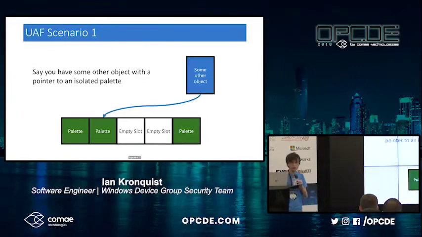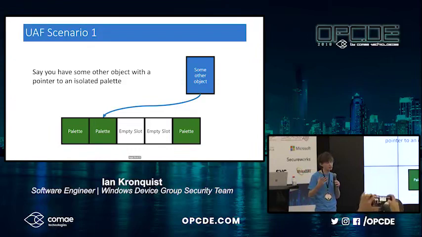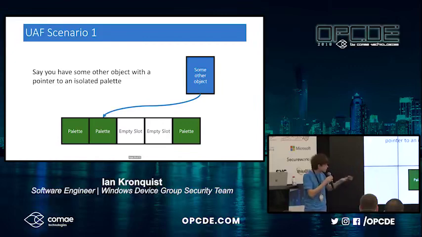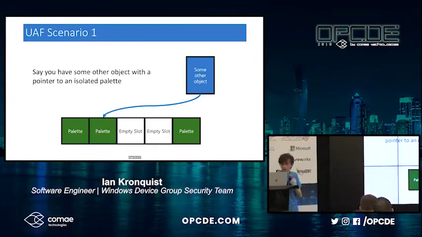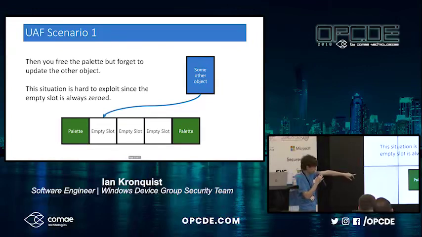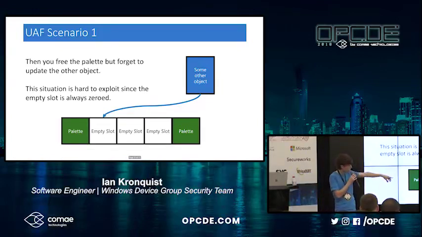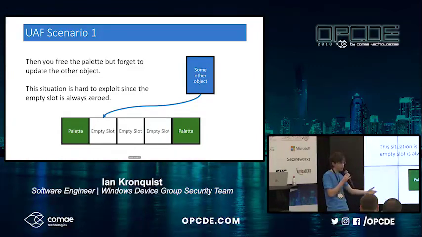So I'm going to discuss a use after free scenario and then show you what happens when an attacker tries to cause this use after free on the isolated heap and how we manage to stop the attack from proceeding. So we've got some other object over there. It might live on the general purpose heap. And then it points to the palette. And what we're going to do is free that palette, which is pointed to by the other object, and we're going to forget to update the other object. Maybe there is some complicated mistake. Maybe a programmer refactored the code and forgot about some condition, some edge case.